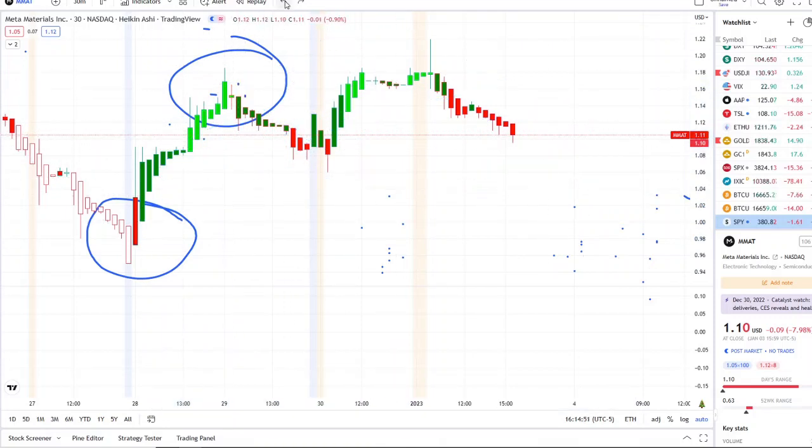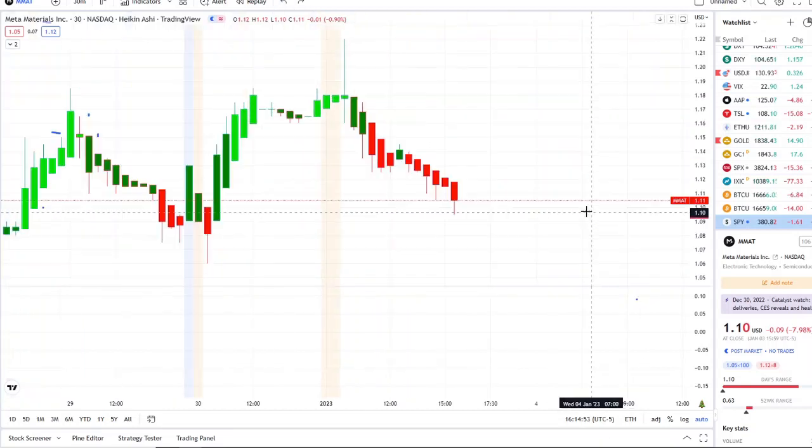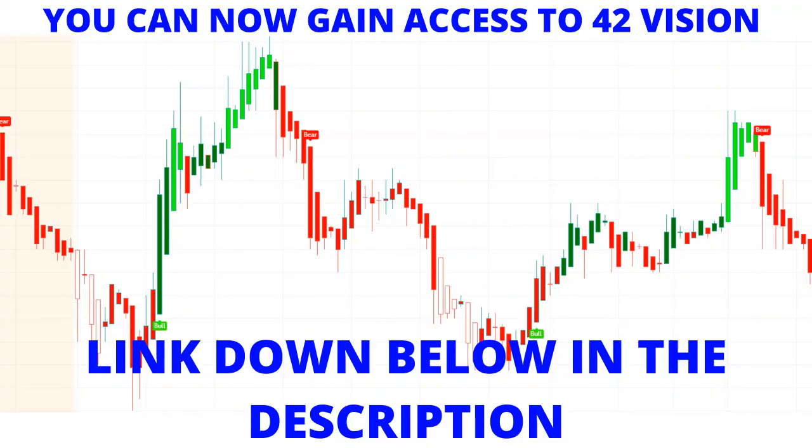And we also use our bull and bear indicators and inflow versus outflow as an extra layer of confirmation, which I'm going to pull up here, and you can now gain access to it as well.